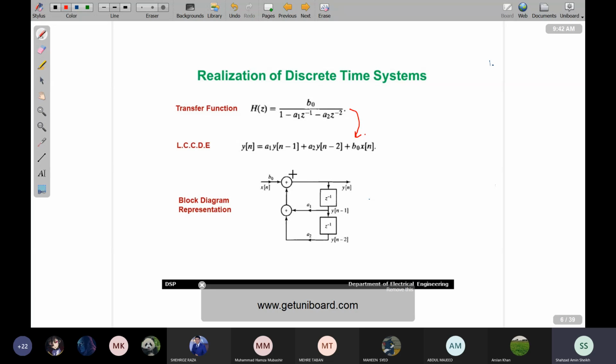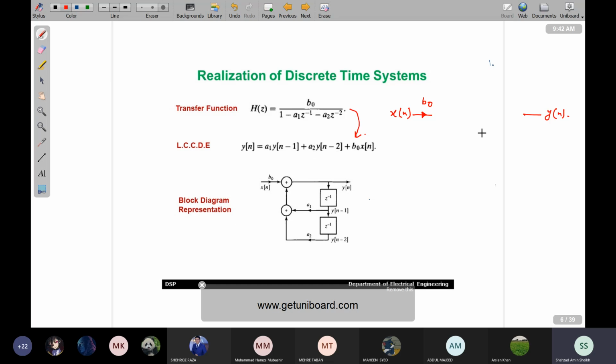No, sir. Okay, now we have to obtain this equation. We have to implement this equation. So y of n is my output. Suppose this node is y of n. I have to get this, and x of n is my input. So x of n is being multiplied with some constant b naught. And then what about y of n? If you look at y of n, I need y of n minus 1.